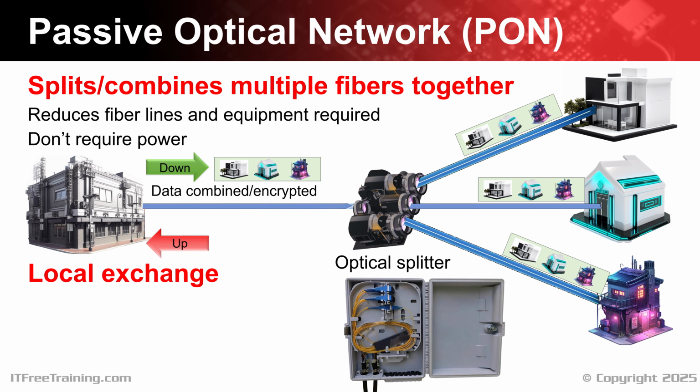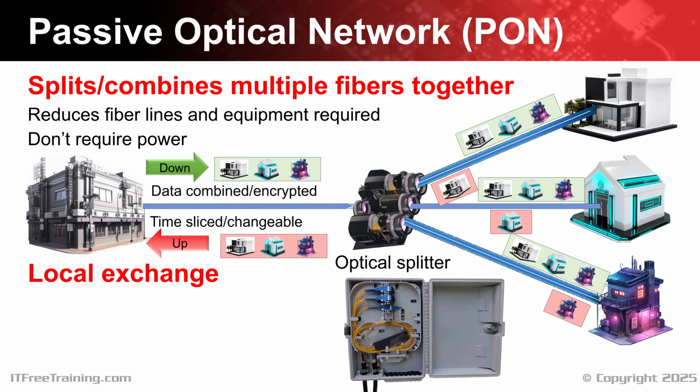The upstream is a little different. Upstream works by using time slicing. Each home will send its data at an agreed time period. When it reaches the optical splitter, since the data arrives at different times, it will be combined together, and there should not be any collisions if all the homes send data only when they are supposed to. The time slice given to each home is changeable. If one home is not using all its time slices, it can be reduced or given fewer time slices. Also, other homes can be given more time slices if they need to transfer more data.